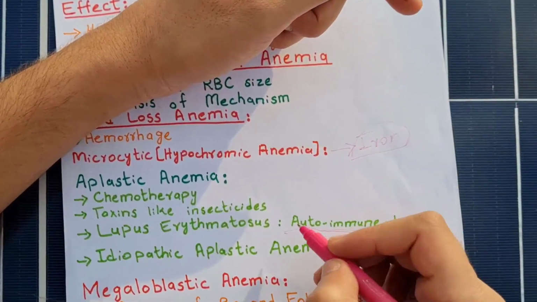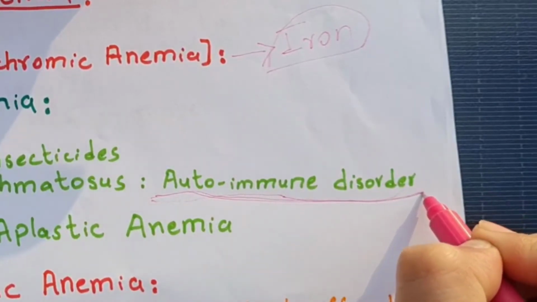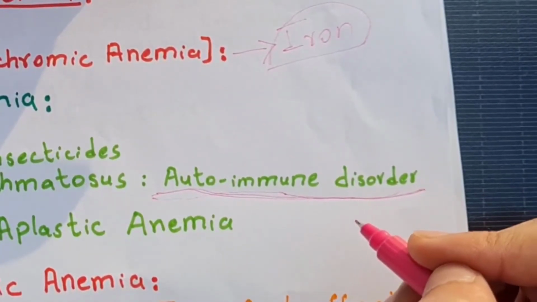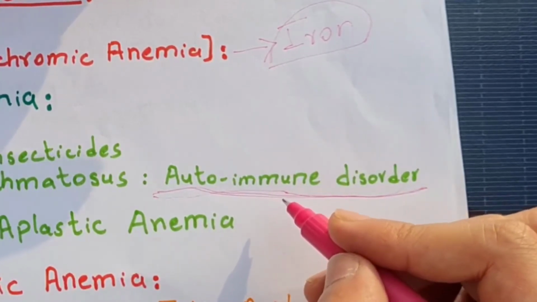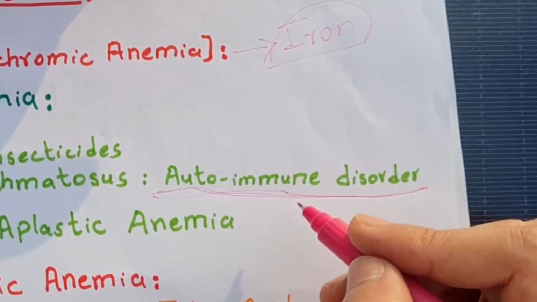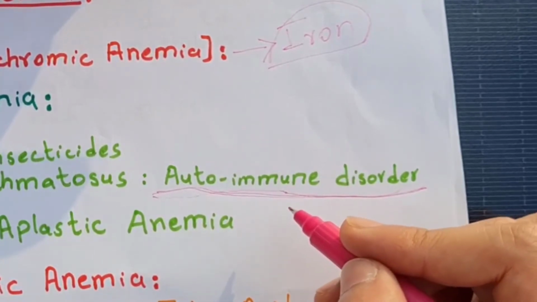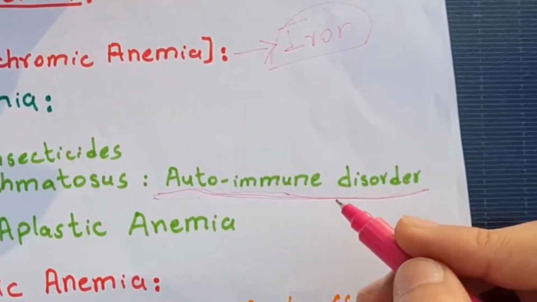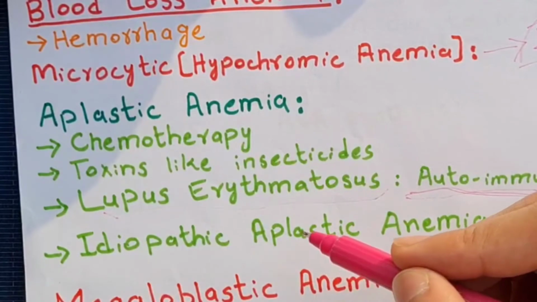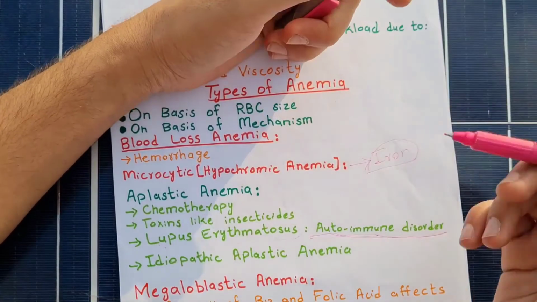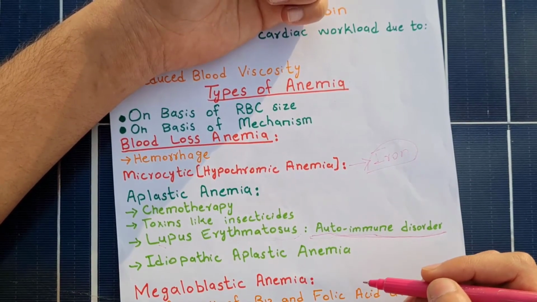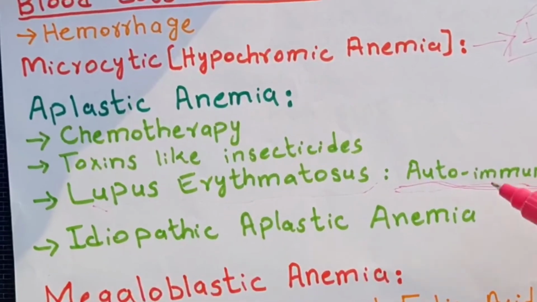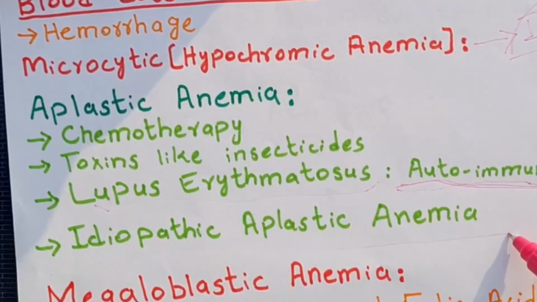There is another condition known as autoimmune disorder, in which the defense mechanism of our own body starts killing our own cells. So if there is such a response against the bone marrow of our body, this can lead to anemia. Such a condition is known as lupus erythematosus. Additionally, there are certain types of aplastic anemias, the cause of which is unknown. Such anemias are collectively known as idiopathic aplastic anemias.